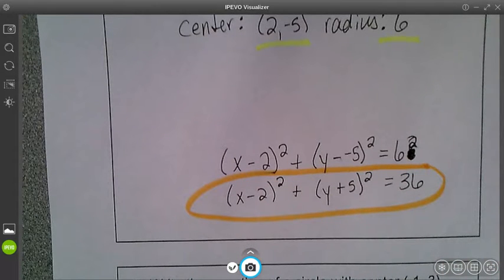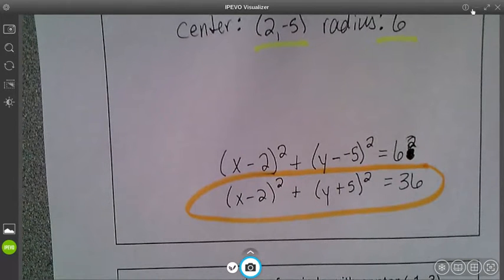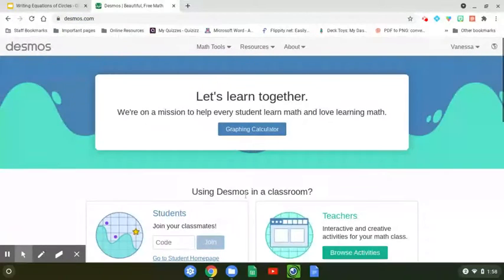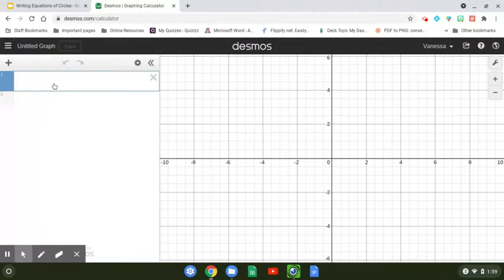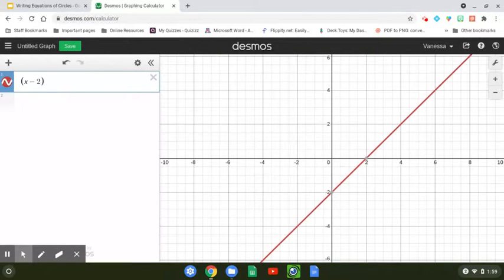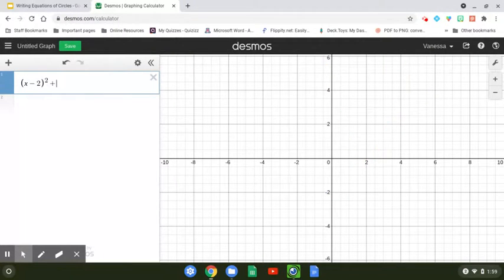And the cool thing about it is with all these problems, you can use Desmos to check your answer. So I'm going to hop over real quick to a Desmos screen. Hit that. And just type this in real quick. And again, you did this in your inquiry activity, but if you need help with it, let me know. So I'm just going to type it in real quick.